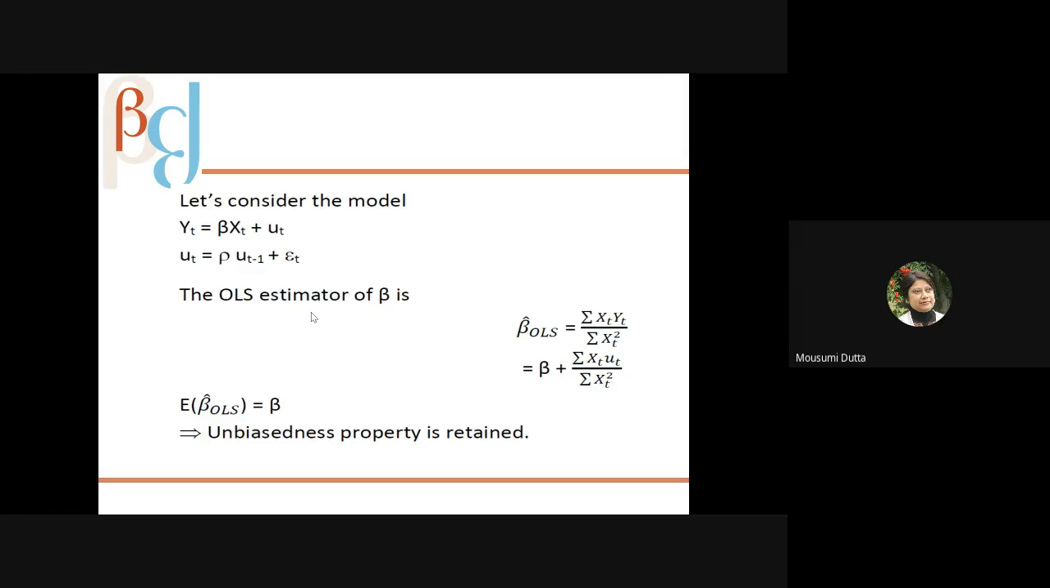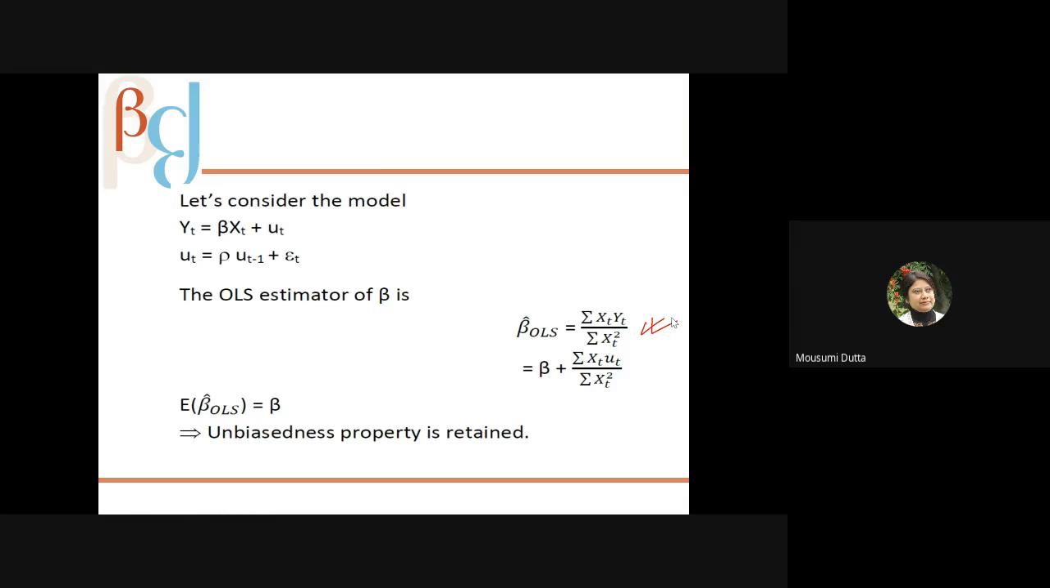The OLS estimator for beta will be summation xt yt divided by summation xt square. Some of you did this exercise during your Viva. For the rest of the students, you may try: what will be the value of beta hat OLS when the equation is given by yt is equal to beta xt plus ut? That is a line passing through the origin. This part I'm keeping for you, so you derive this.